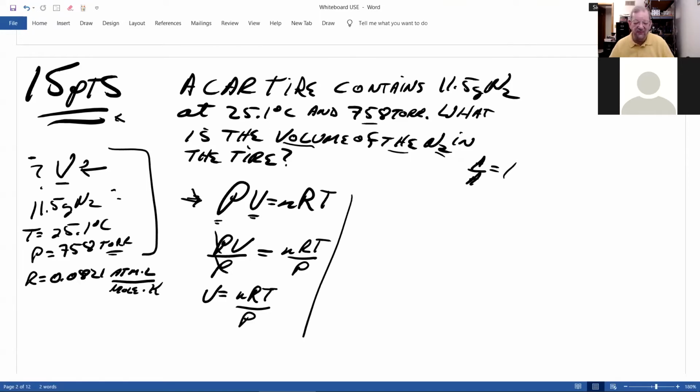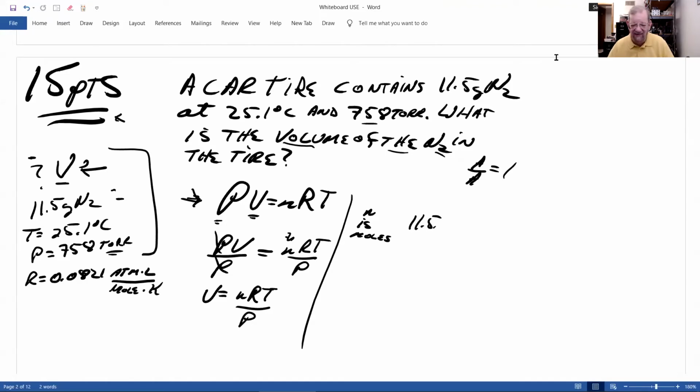But oh no, we don't have that. So now we've got a lot of work to do. And that's why this is 15 points, because it's a lot of work. Let's do the first thing. Let's find n. n is moles. Whenever you see moles, look for weight. I have 11.5 grams of nitrogen, and I want to get to moles of nitrogen.